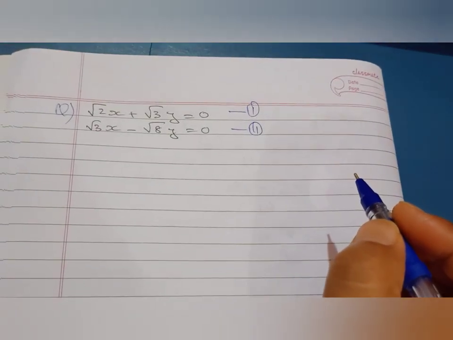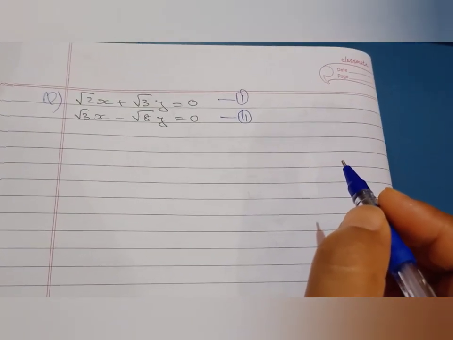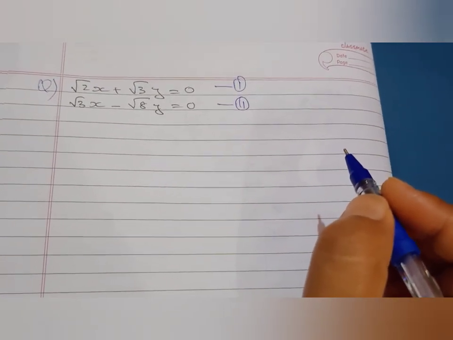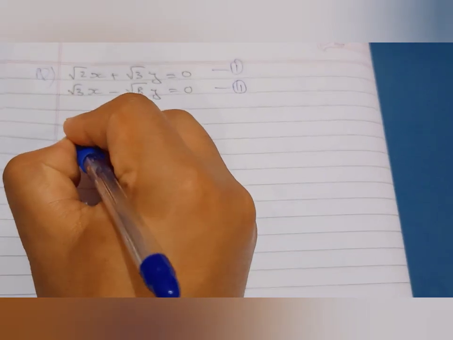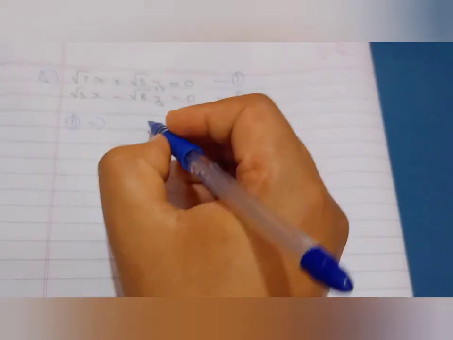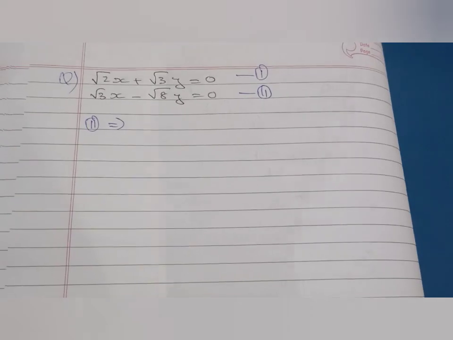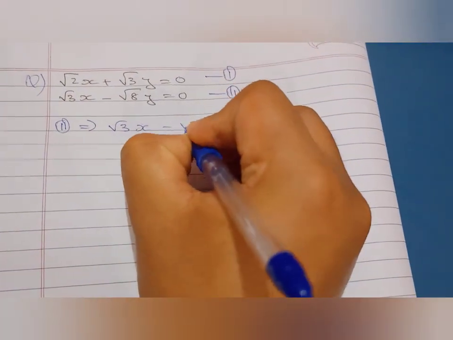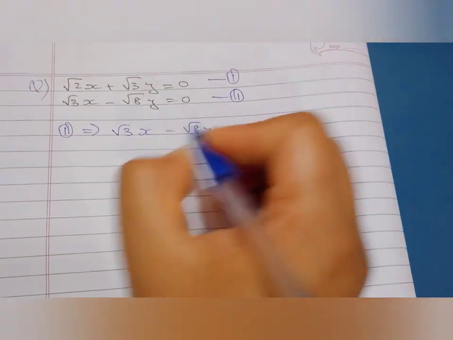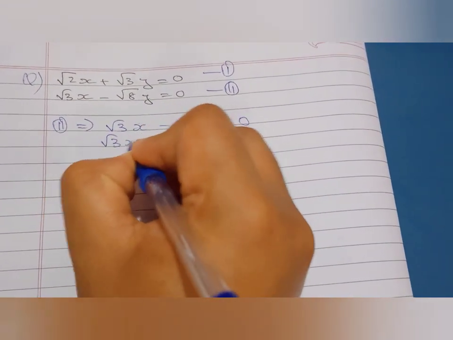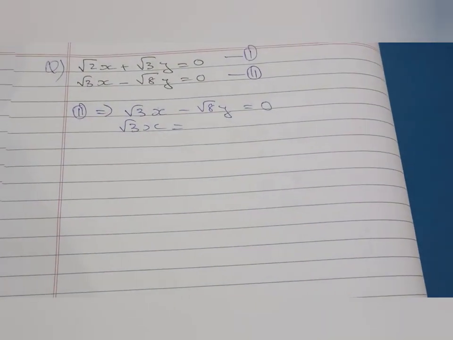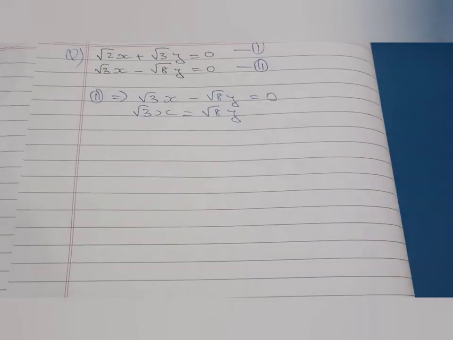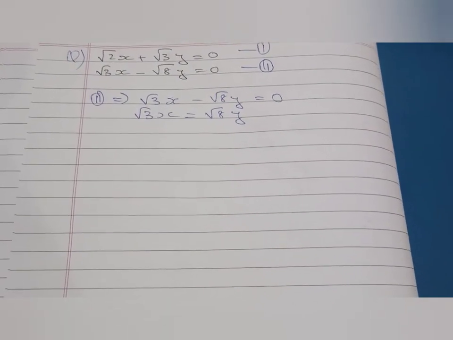Now to start with, we can decide which equation we want to manipulate. This time around as well, we can see that both the equations are quite the same. So let's manipulate equation 2. Remember, you could have manipulated equation 1 as well. So equation 2 is root 3x minus root 8y equals 0. So root 3x equals, taking minus root 8y to the other side, we will get plus root 8y. And since we didn't have any other constant, this will be our equation after transformation.